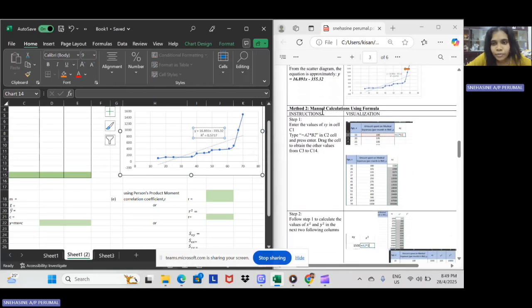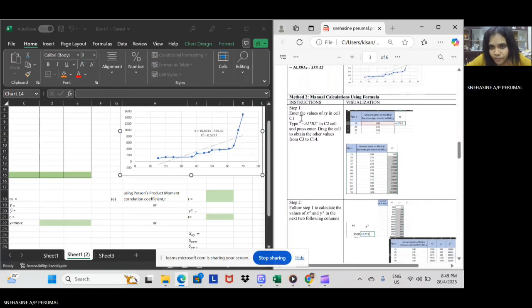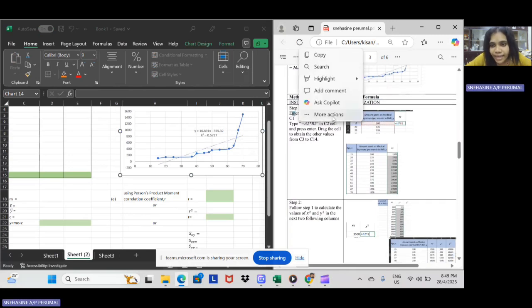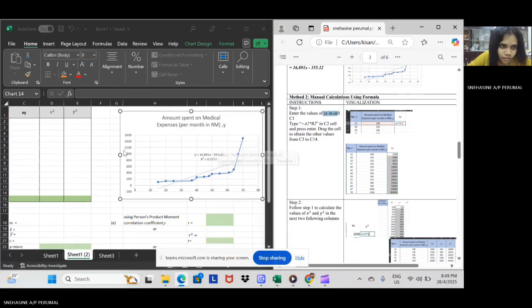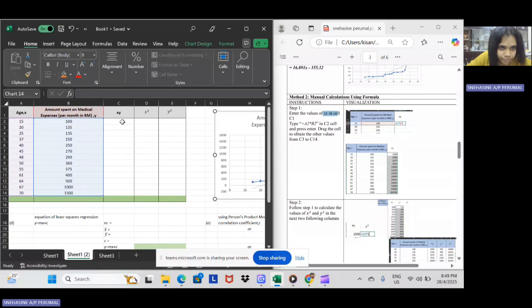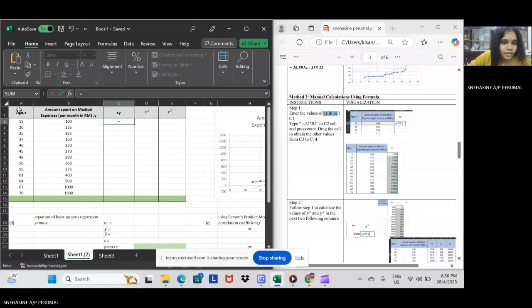Okay, let's move to the next method. This is called manual calculation using the formula. Okay, the first step, enter the value of xy in C1. The xy means x times y, which is age times the amount spent on the medical expenses.